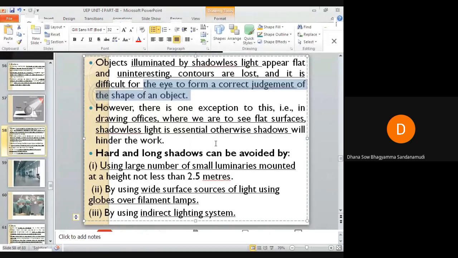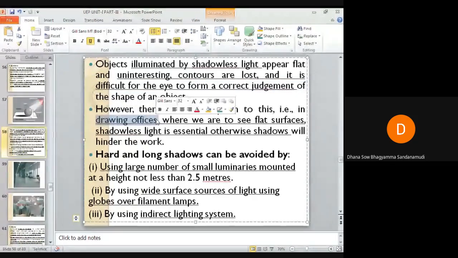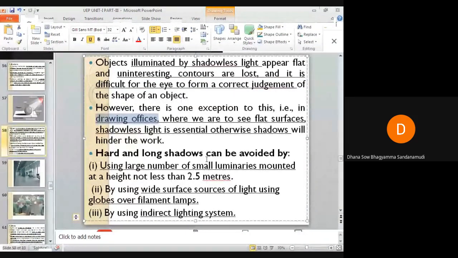But in some cases, shadows should be avoided. They should be completely shadowless, such as in drawing offices. So for the people who do drawing work, especially for drawing purposes only.